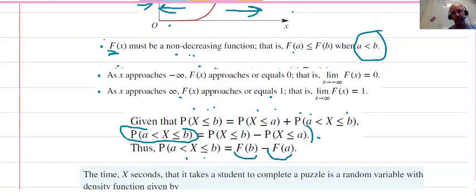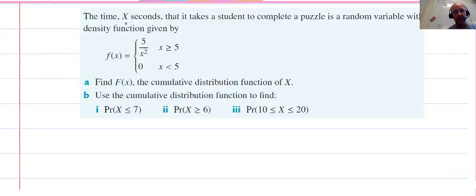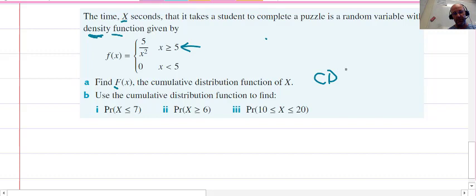Now, to clarify all of that I've gone through rather quickly, we're going to do a couple of tasks now. The time variable x seconds takes for a student to complete a puzzle is a random variable with a density function given by, so to be clear, this is the density function, hence we're talking about little f of x. And that's the interesting part of it for us for the reasons we've seen in the previous videos. Find capital F of x, that's the CDF, the cumulative distribution function of random variable x.